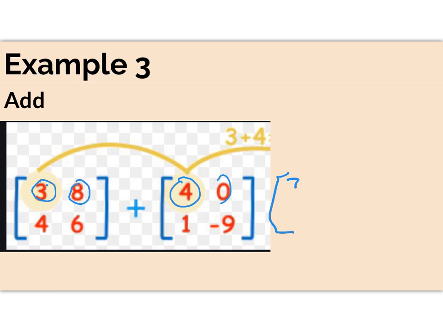We take the 8 and the 0 and add them together and get 8. And then 4 plus 1 becomes 5. And then 6 plus -9 becomes -3. And we got a 2 by 2 matrix plus a 2 by 2 matrix gives us a 2 by 2 matrix. And you can see, even if we get a 0 as an answer, even if all of these answers are 4 zeros, you still have to put the zeros in the right spot. You do not leave your matrix blank.